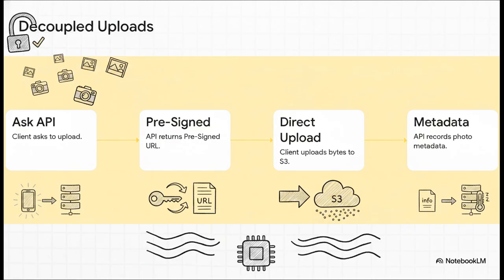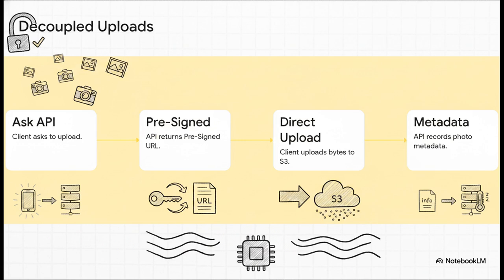We absolutely do not want users uploading 5-megabyte vacation photos directly to our API and holding up valuable server connections. Instead, the client just asks the API for permission. The API then hands back a pre-signed S3 URL. Think of it like a temporary VIP pass. The client then takes that pass and uploads the heavy image bytes directly to S3.